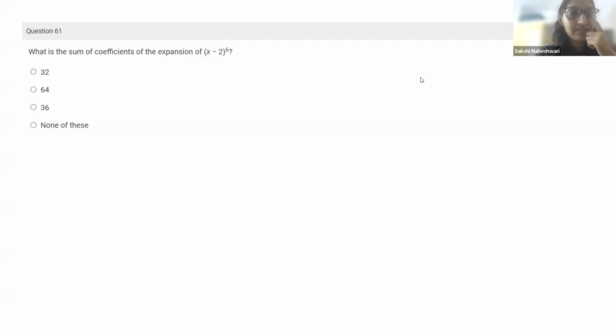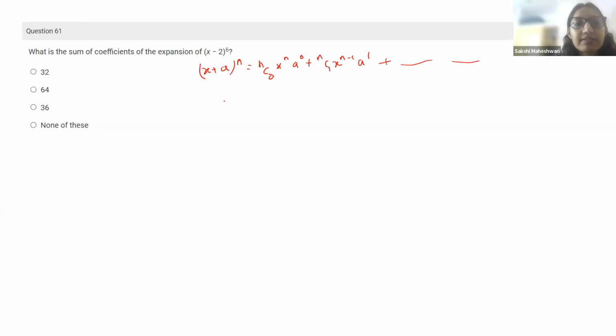So, sum of coefficients of the expansion. You are aware of binomial expansion, right? We discussed it previously also. This can be written as nCx to the power n, plus nC1 x to the power n minus 1, and so on. If you just plug in the values, we need to find the coefficient. So that will be 6C0.